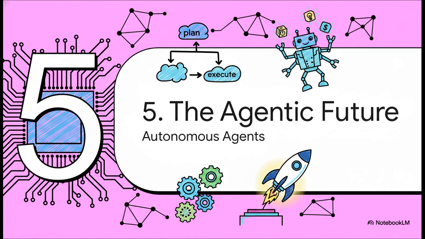So, what does this all add up to? You've got a fast, smart, controllable, and cheap AI. The bigger vision here is to finally move past simple assistants and start building a future of truly autonomous AI agents that can plan and execute complex jobs for us.